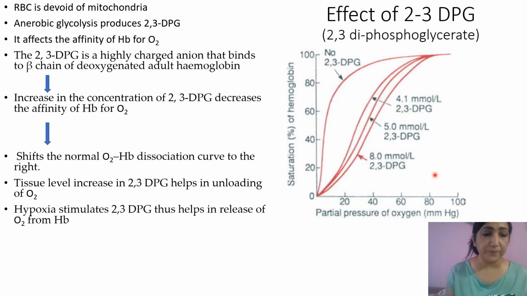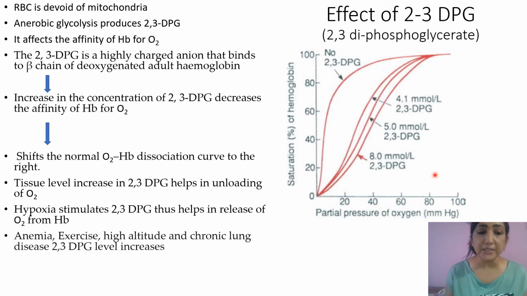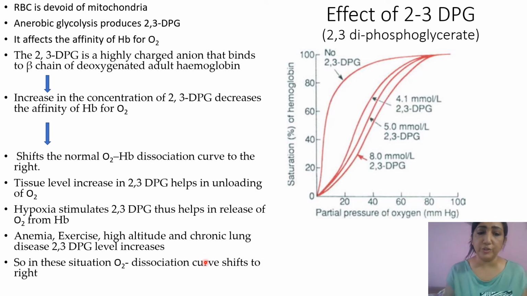Hypoxia stimulates 2,3-DPG because anaerobic metabolism starts. In conditions like anemia, exercise and high altitude, which is very important, the 2,3-DPG concentration increases, the unloading of oxygen towards the tissue is greater, and the availability of oxygen is greater. The tissue doesn't suffer from hypoxia. So in this situation, the curve shifts towards the right side.